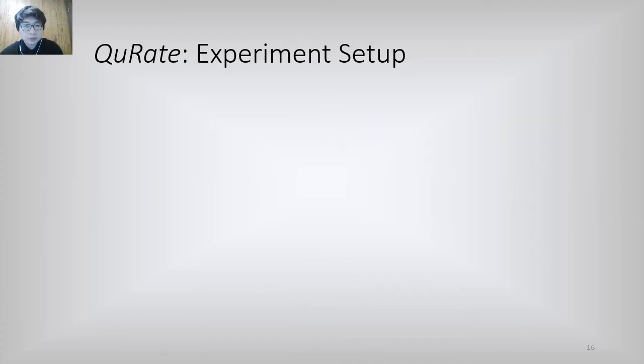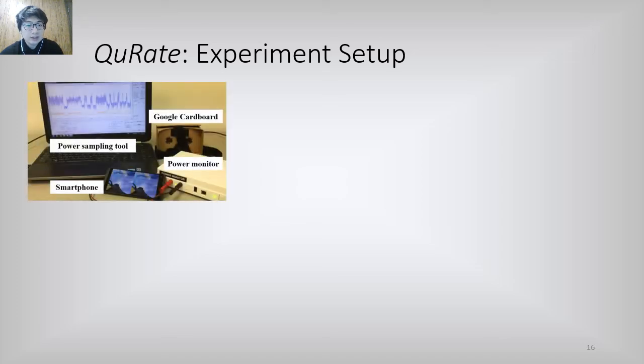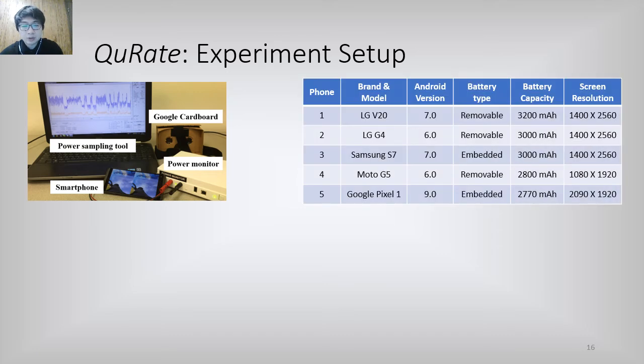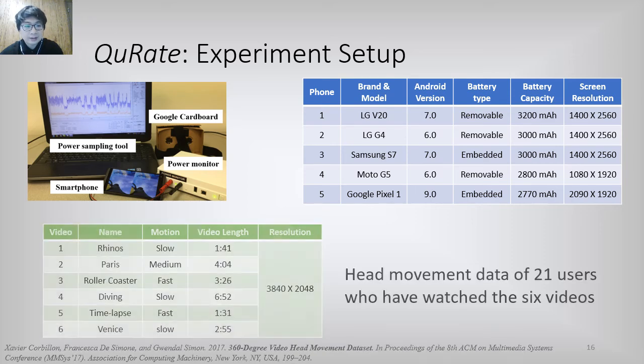So we built an end-to-end system to evaluate QuRate. This is the power measurement system setup, and we also adopt 5 smartphones in our experiment. We try to cover different brands and different types of settings of the smartphones, and these are the 6 videos that we adopt from this dataset paper, along with 21 users' head movement data.